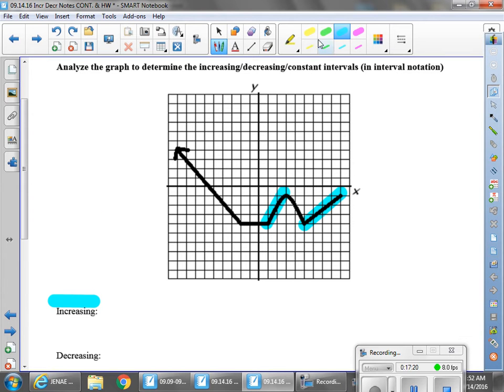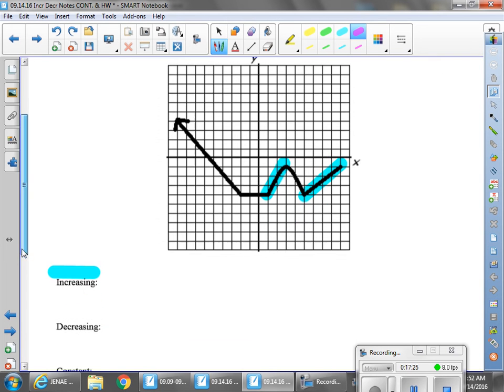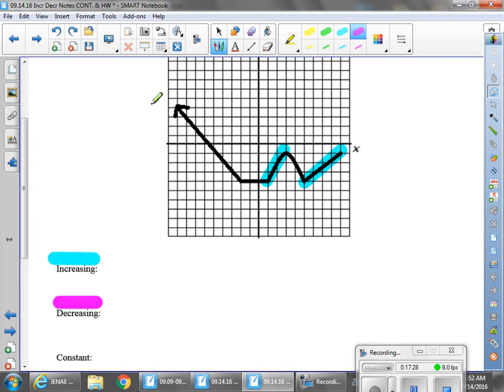Decreasing, pick another color. What color do you want? We've got yellow, green, or pink. Decreasing, decreasing. I have 2 intervals. Constant means what? Stays the same, not going anywhere, flat ground. So you can either circle that, or if you do have a third color, use a third color. For the purpose of my notes that will go online, I'm going to make it green.